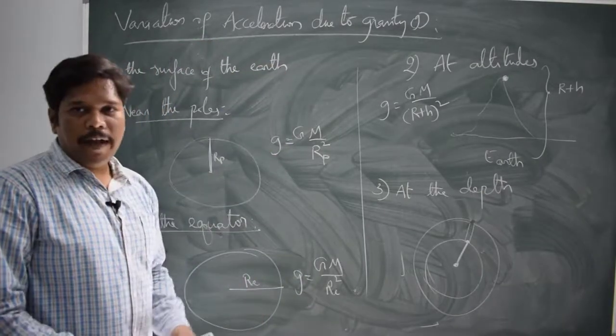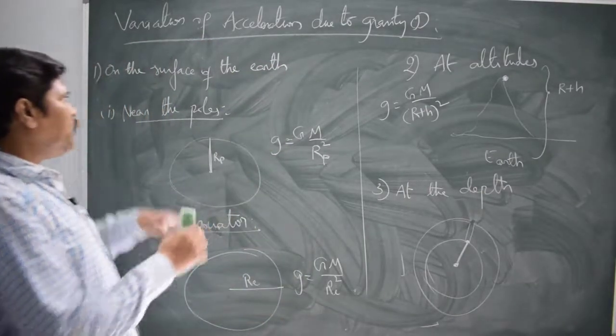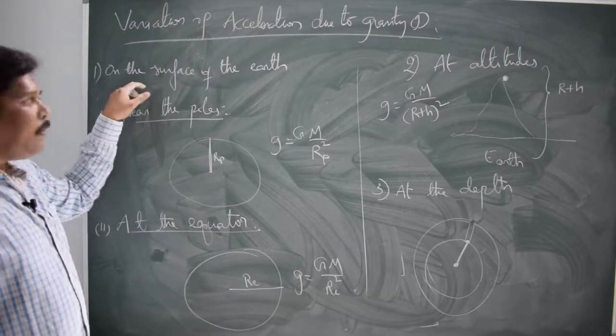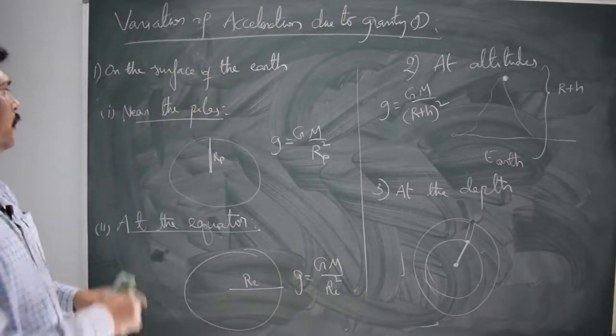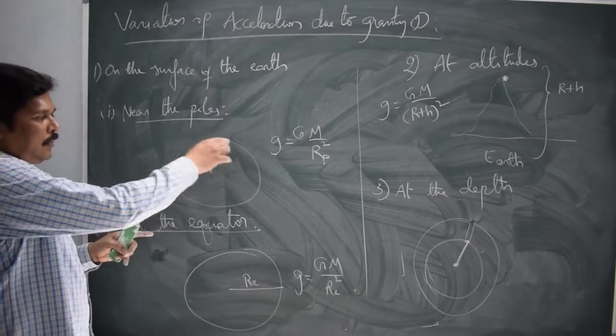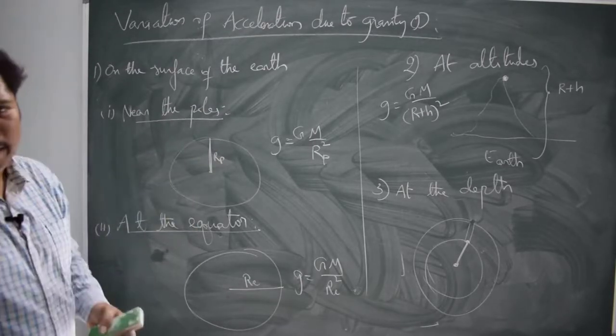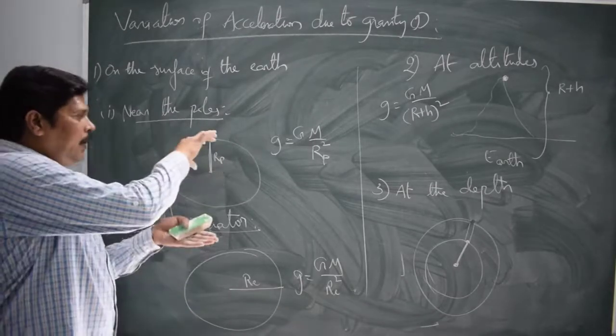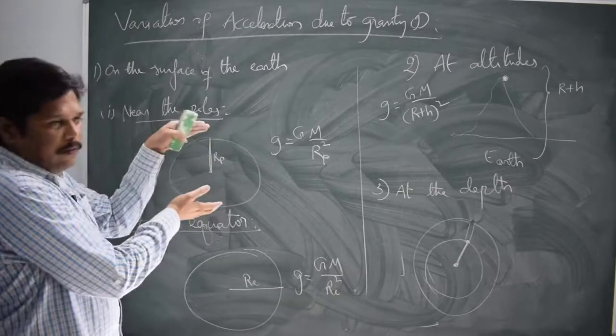Okay, variation of acceleration due to gravity on the earth. We'll take the first point. It is on the surface of the earth. So near the poles. Earth is not exactly spherical in shape, but it is a little oblong, where near the poles it is a little flattened.